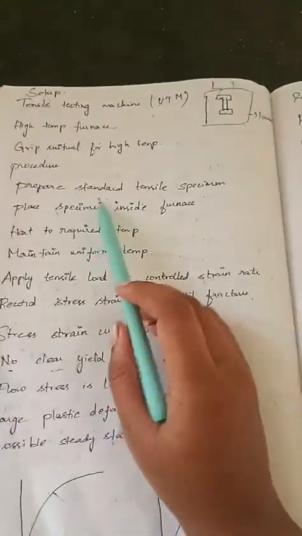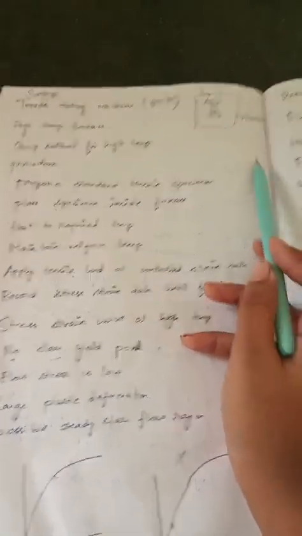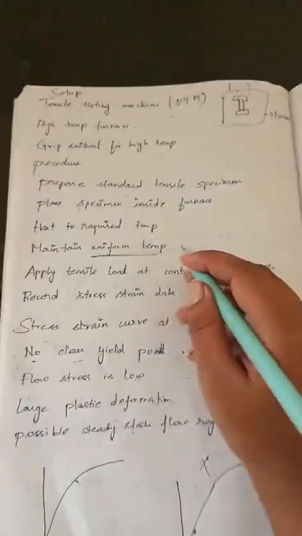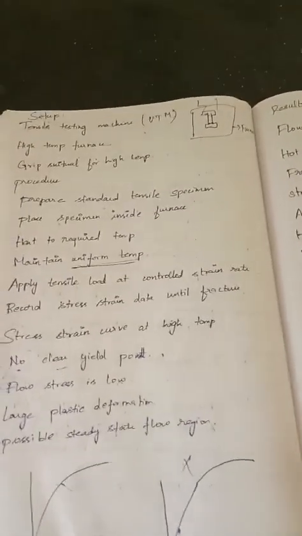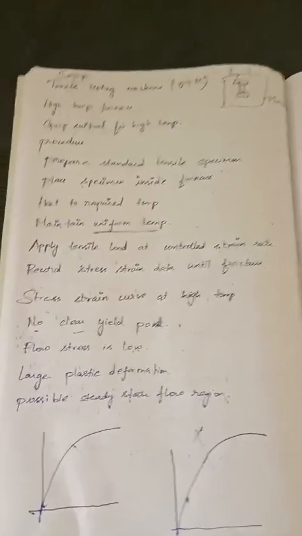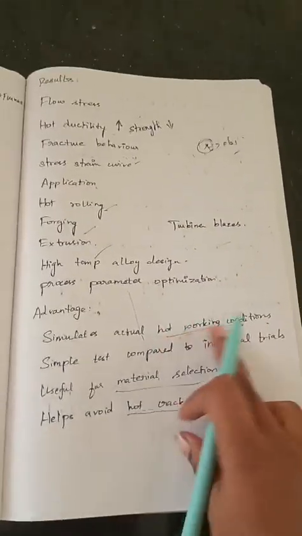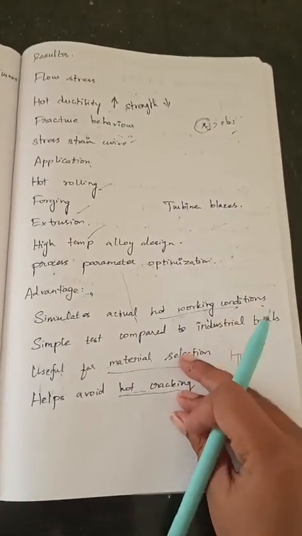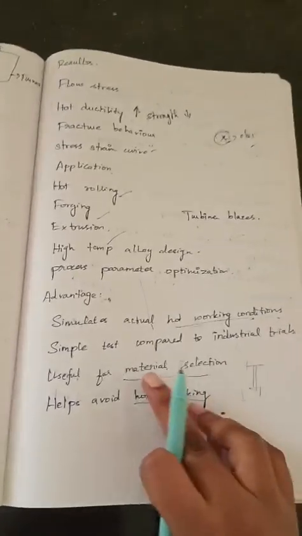And the procedure: a standard tensile specimen is kept, and as I said, we have to maintain a uniform temperature, which is very important. In that, we do not get a clear yield point. These are the important points you have to note for your examination, or remember, as they will help you in your work and career. And the advantages: we can measure the specimen in hot working conditions, which is the easiest and simplest method compared to industrial trials, used for material selection and hot cracking.